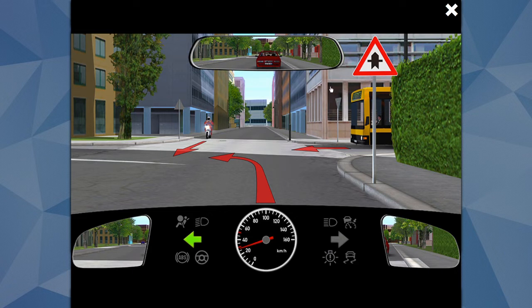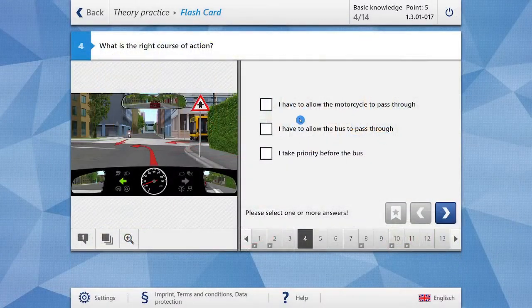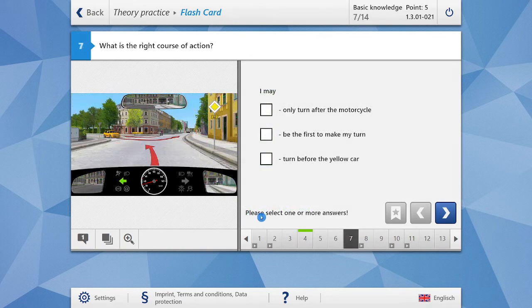And what about the bus? The bus wants to join the priority road, and hence it must wait. Let's look at the options. I have to allow the motorcycle to pass through. Yes. I have to allow the bus to pass through. No. I take priority before the bus. That should be our answer. Right? Yes.